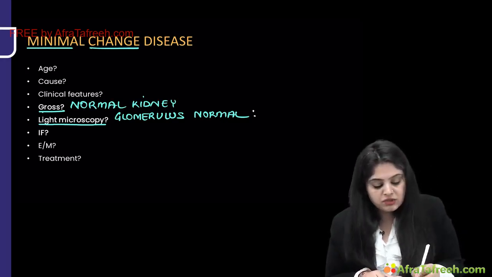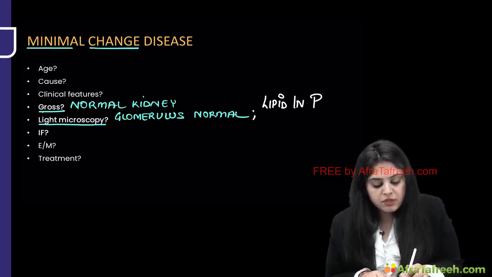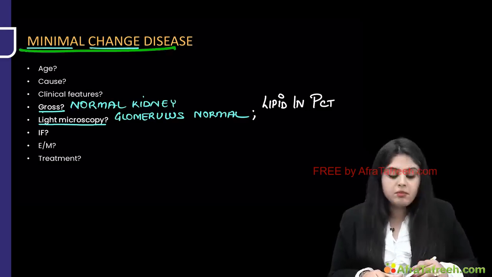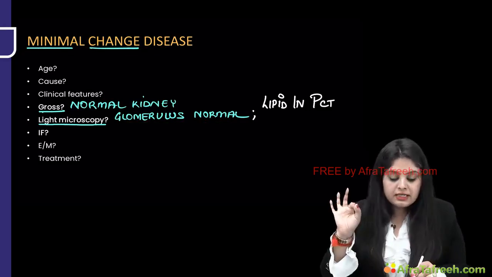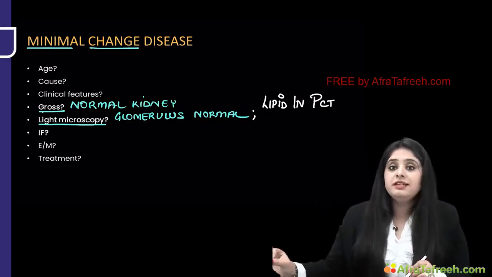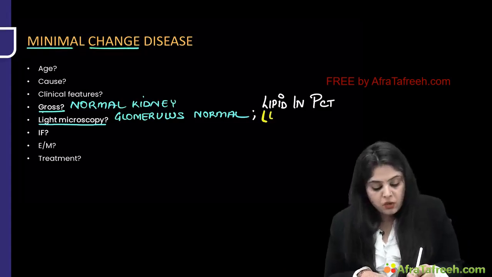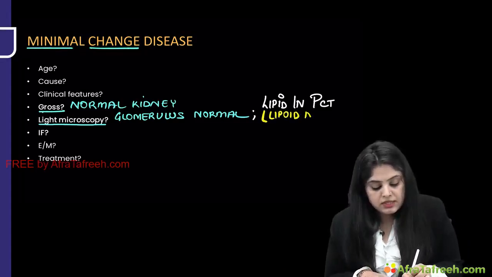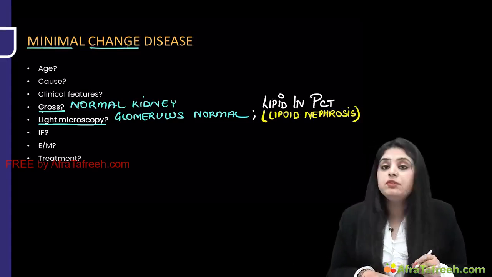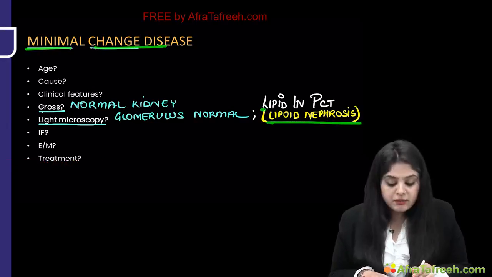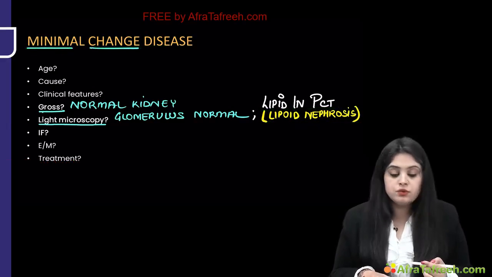And do you know, in these patients, they tend to show you lipid deposition in the proximal convoluted tubule. See, it's ideally a glomerular problem, and the glomerulus is showing you nothing. A tiny little change is seen in the PCT, that is lipid, and that is why I call it minimal change disease. And because of this, we also call it lipoid nephrosis. I hope you've understood why in some books minimal change disease is written as lipoid nephrosis, because there is a little bit of lipid in the proximal convoluted tubule.